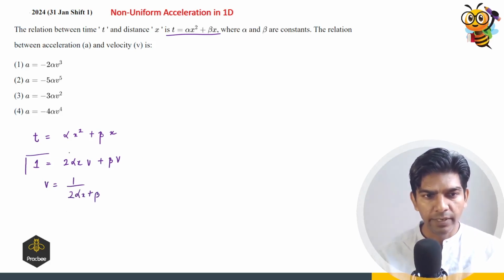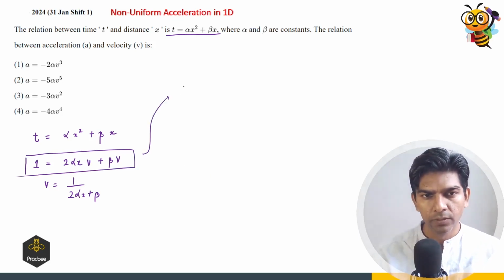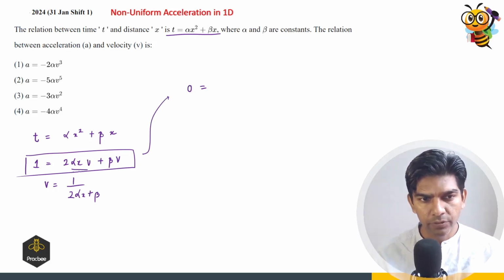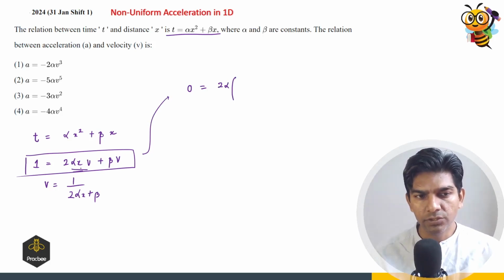Now let us again differentiate this equation, because we want to find the acceleration also, right? If we differentiate this, the left hand side will become 0. Now we can apply the product rule, because we have x times v. So it will be 2 alpha times the differentiation of x, which is v, so v square, and the differentiation of v will be acceleration, so x times a, and then beta times a, right?